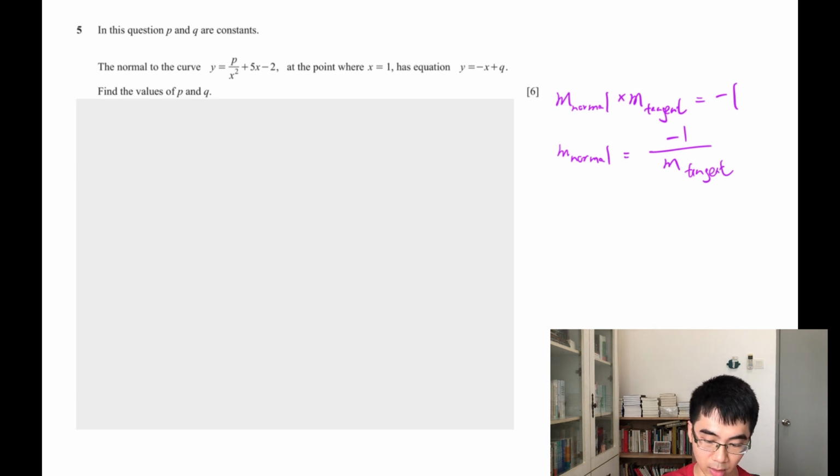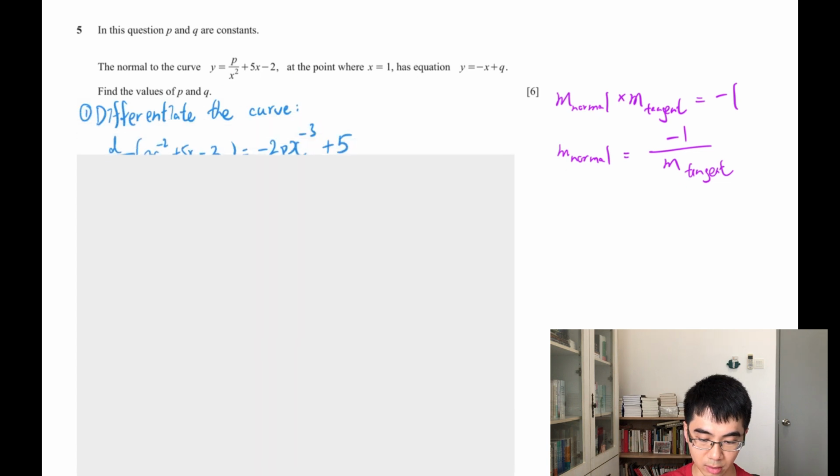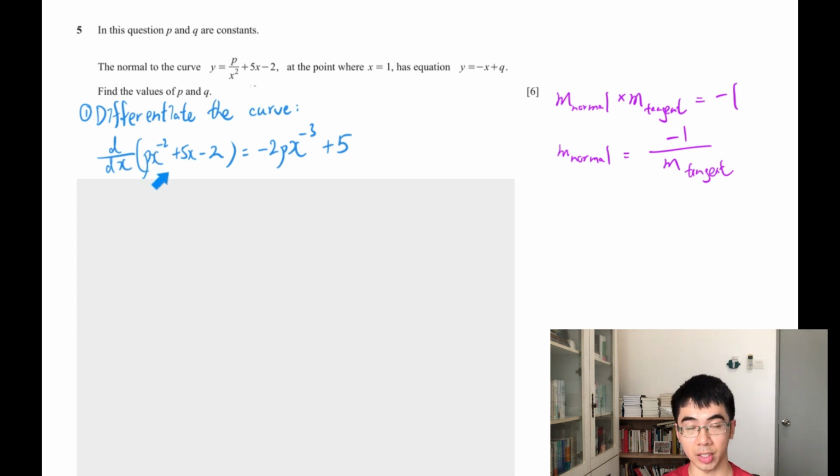Let's start with here. So differentiate it. You can see that here for the p divided by x squared, I just make it into p times x to the power -2. So make use of the differentiation formula. We have -2p times x to the power -3. And then plus 5x differentiated, we have plus 5. And then the constant term disappears, which is 0. So we got the differentiation of the original curve.